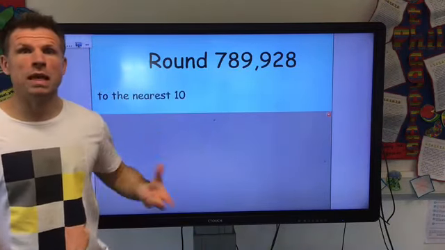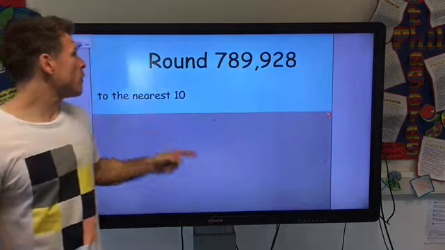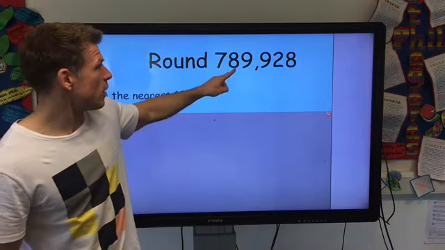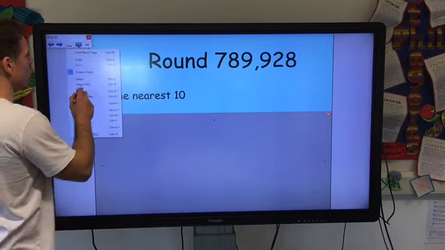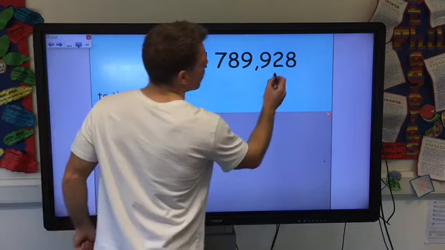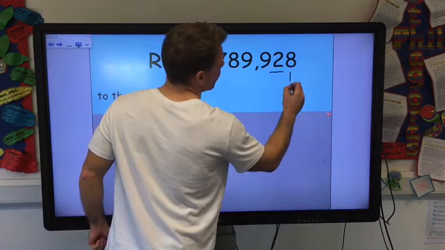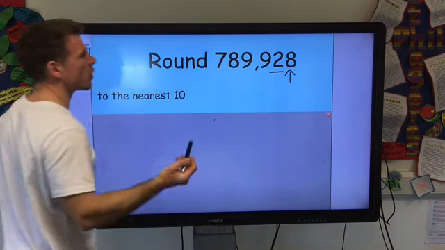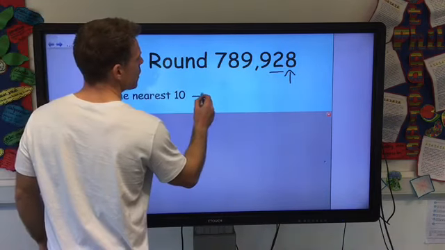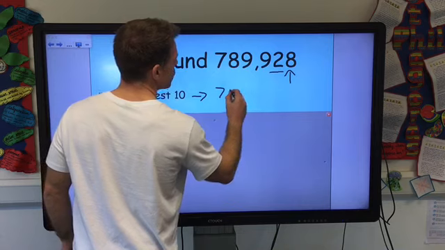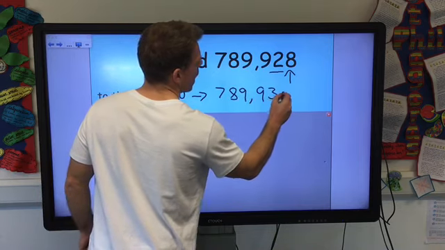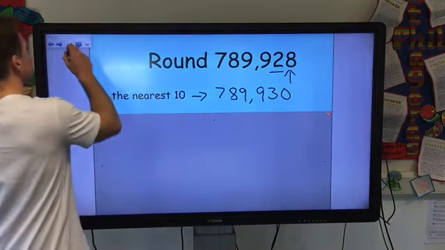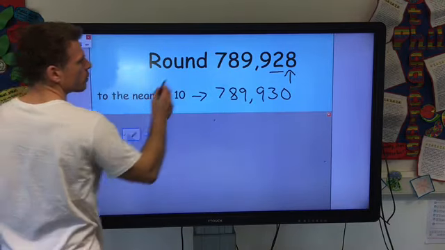So let's have a look at a big number when we've not got a number line. So the number says 789,928, and we're going to start off by rounding it to the nearest 10. So this is our tens column. The number after it is a 5 or above, so we're going to round it up. So to the nearest 10, that should be 789,930. Just going to leave that there.